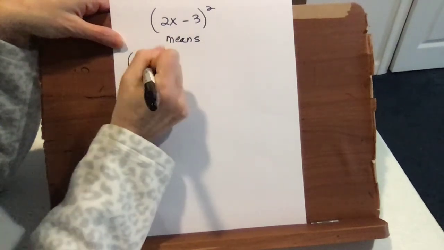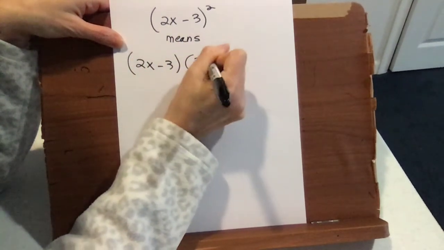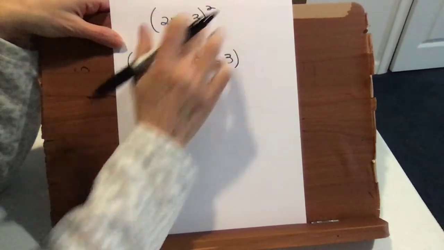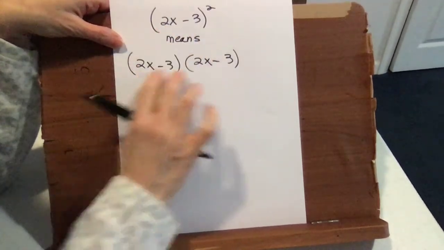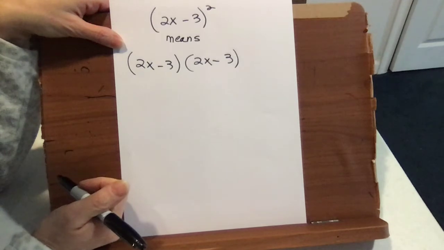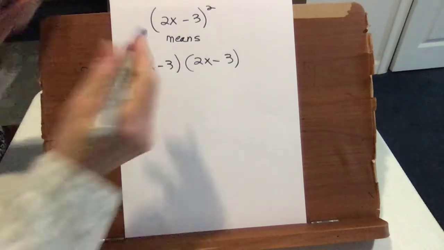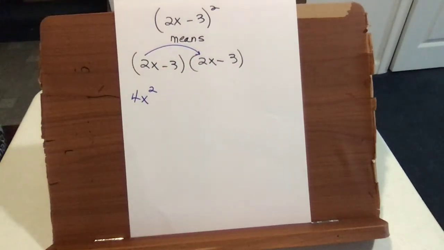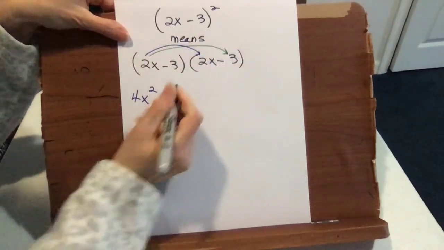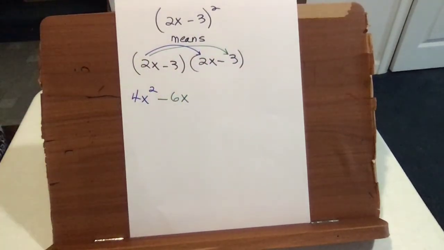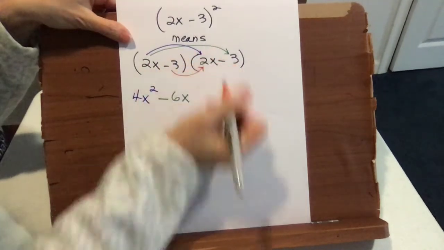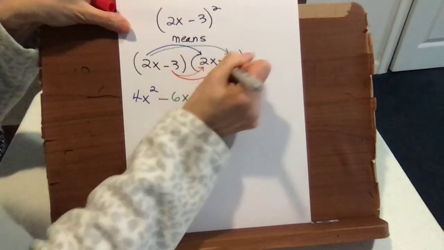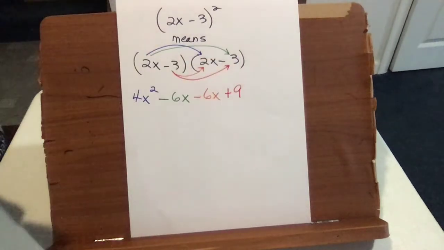So it means that quantity times itself. So if you don't want to say all of this 2x minus 3, you can just say quantity. So the quantity squared means quantity times quantity. We know what the quantity is, so we write it. 2x minus 3 times 2x minus 3. So when we multiply this, we're going to get 2x times 2x, which is 4x squared. 2x times a negative 3 is going to be minus 6x. Negative 3 times 2x is going to be negative 6x, so minus 6x for us. And then negative 3 times negative 3 is positive 9, so plus 9.